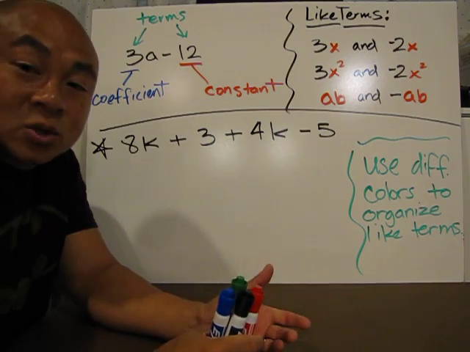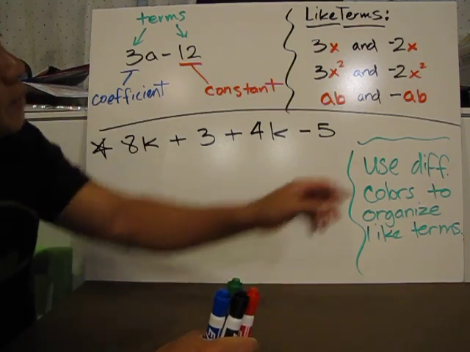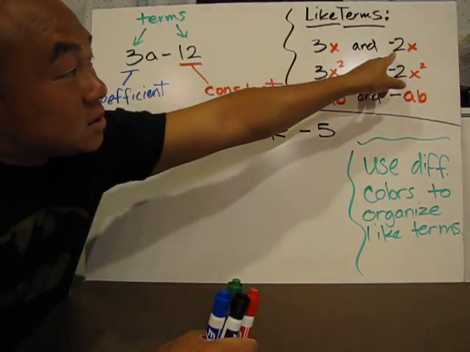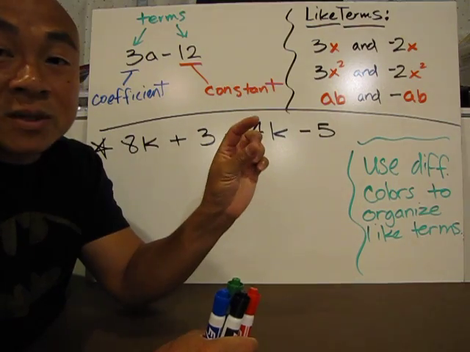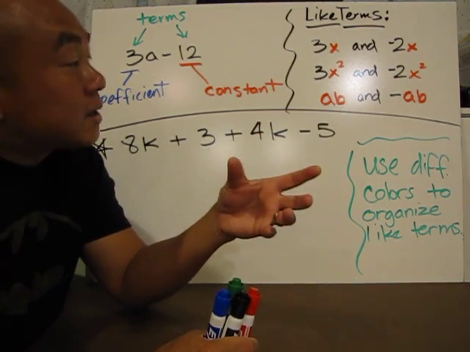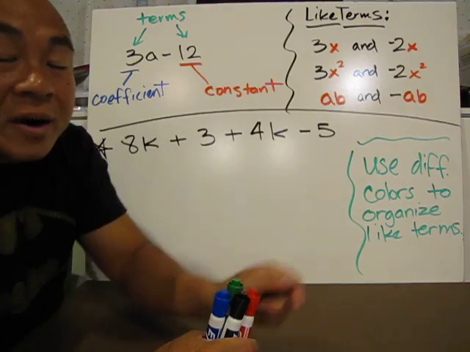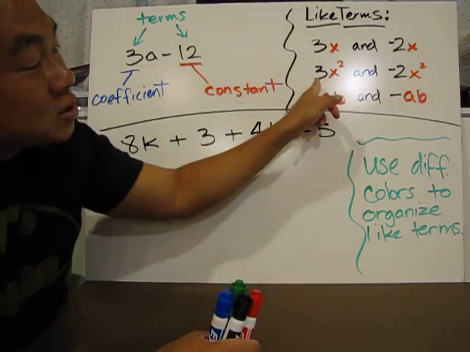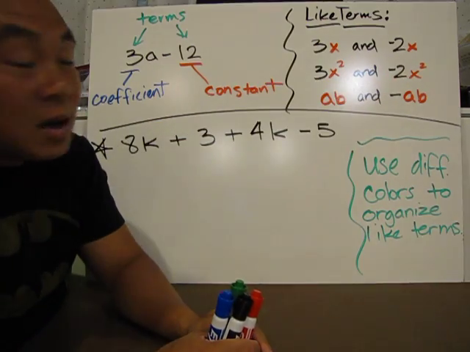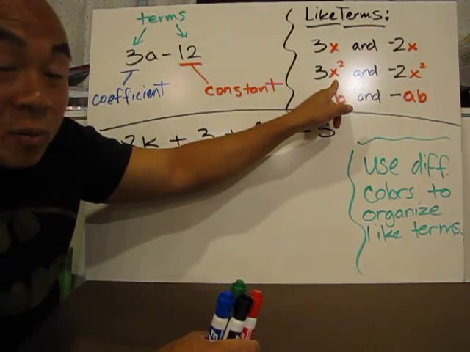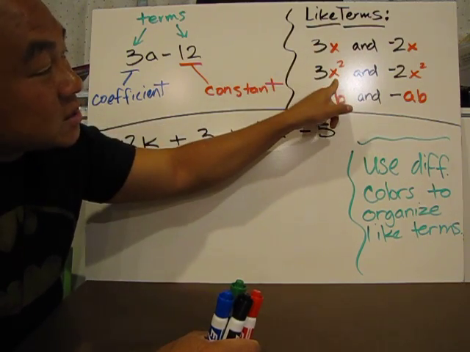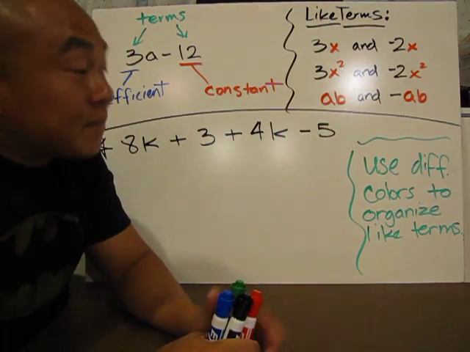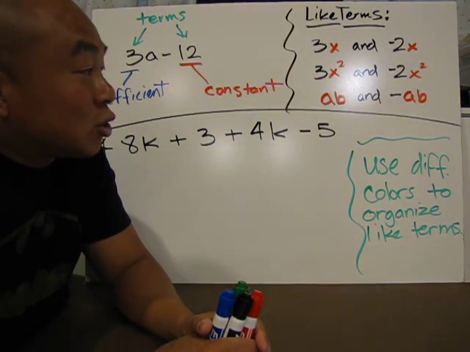Alright, so now what would constitute a like term? Well, look right here. 3x and negative 2x. Yes, the coefficients are different. However, your variables are the same. That's what makes a like term: the variables are exactly the same. Here we have, again, the coefficients 3 and negative 2. However, all we really need to know when we're talking about like terms is that the variables and the exponents in this case are exactly the same. That makes them like terms.